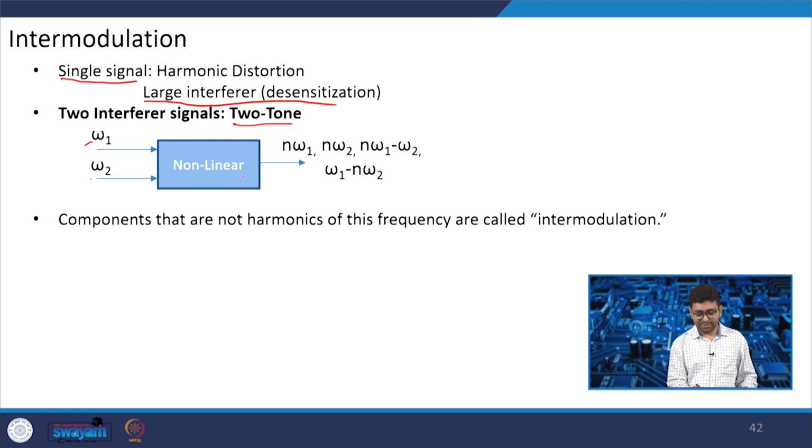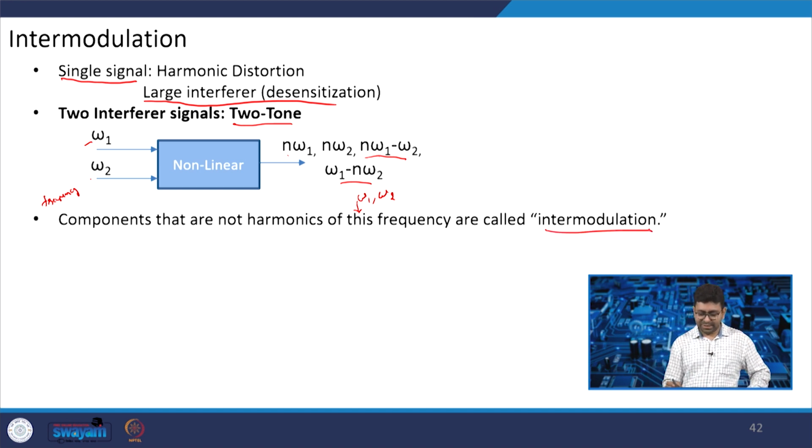Then if it is applied to a non-linear system, you will have harmonics, n omega 1 and n omega 2, and then you will have other terms, n omega 1 minus omega 2 or omega 1 minus n omega 2. These terms are called intermodulation products. The definition is that frequency components that are not harmonics of the frequencies omega 1 and omega 2 are called intermodulation.